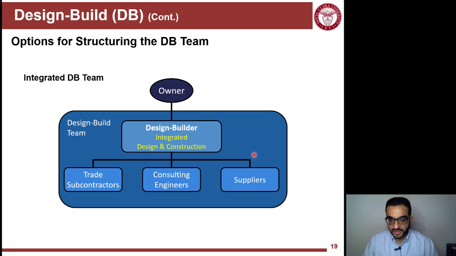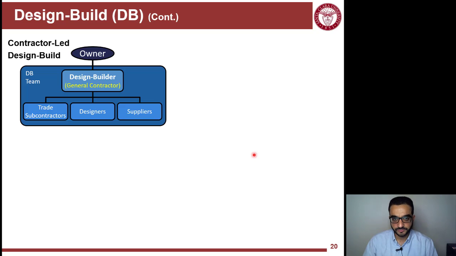Integrated is that literally you have a company that has both design and construction capabilities. So they have designers, engineers, and they have also construction managers and construction engineers. And then, of course, you have to sub something. You can't do 100% of the scope. So you will have trade subcontractors, you will have consultants, and you have suppliers.